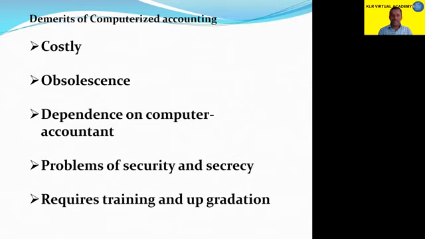The next one, it requires training and upgradation. Yeah, this is a continuous process. In the case of manual accounting also, you're supposed to train your people. Of course, as and when the technology changes, you are supposed to upgrade yourself, undergo training and develop yourself. For this, organizations need to set up a training and development cell, like R&D, research and development, so that you will be able to keep upgrading yourself and maintain your computerized accounting practice. So this is with regard to the demerits of computerized accounting.